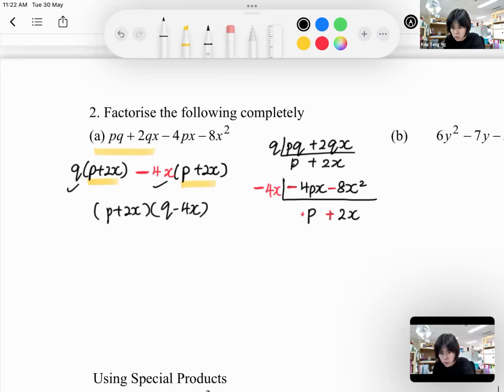Sometimes after you factorize already, please do check, are there any more common factors in the other brackets? Okay, if they happen to have common factors, then you might probably need to factorize again. Just a word of caution.